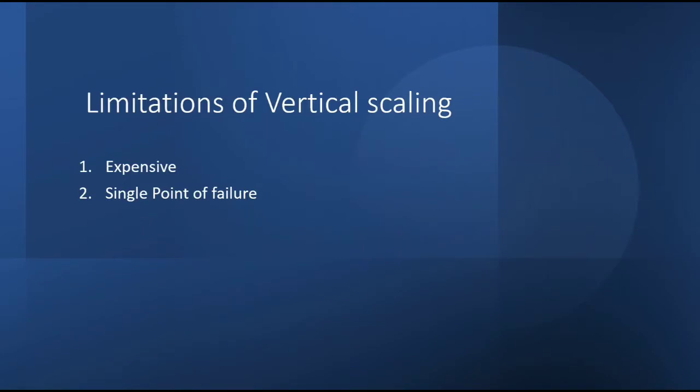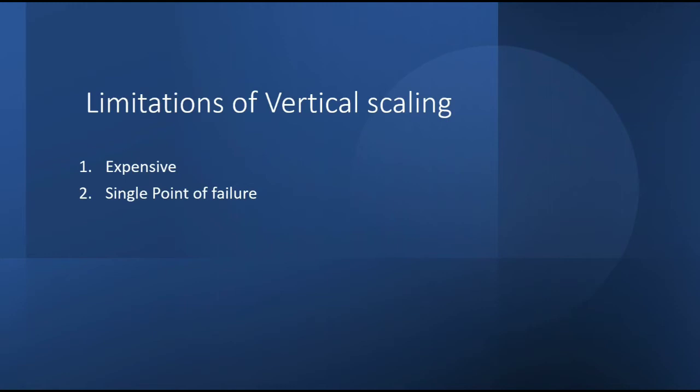One is, as I told, that it is expensive. If you want to buy hardware with more throughput, you have to pay more for that. The second is a single point of failure. If you are using only one database and only one data center, then by chance if your data center or database goes down, your whole application will go down. This is a very critical part. So these are the limitations of vertical scaling.